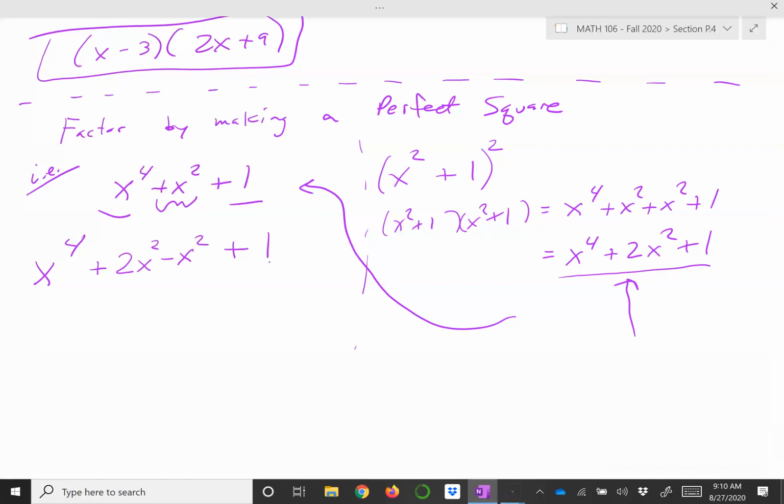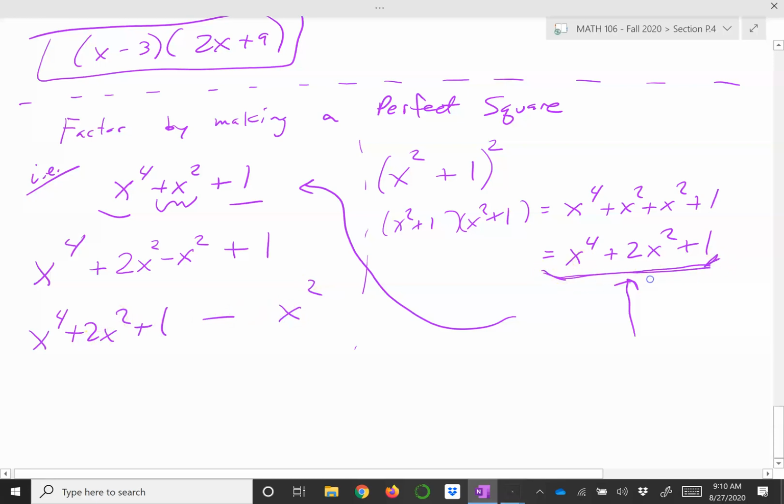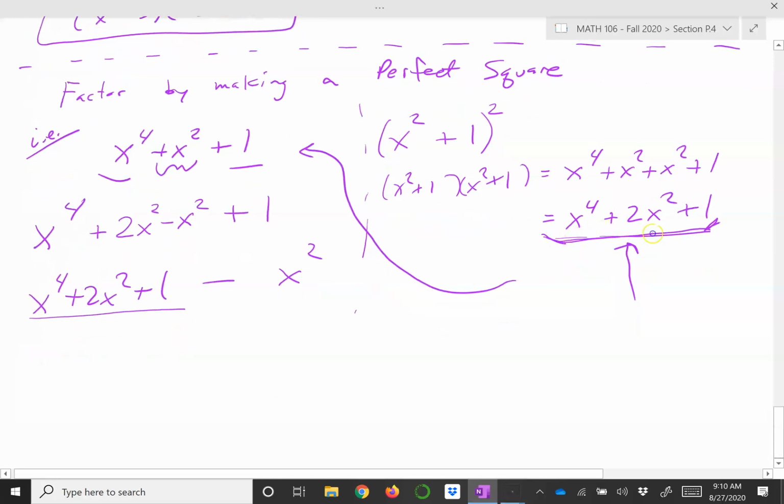But here's what I'm going to do. I'm going to rearrange this a little bit, and I'm going to put x to the fourth plus 2x squared plus 1 minus x squared. Okay? So do you see that this thing over here is now right here. And we already know this thing looks like this piece. So x squared plus 1 squared, right? That we already know that's how you factor that. And then minus x squared.